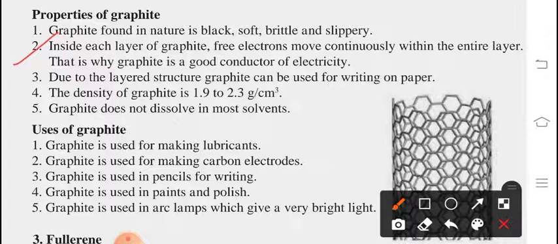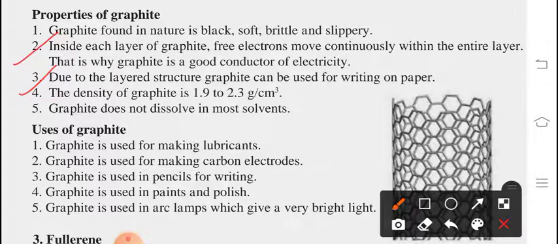Why is it a good conductor of electricity? Because inside each layer, electrons move continuously, and whenever there is a movement of electrons, that means electricity passes very nicely. So that's why graphite is a good conductor of electricity. Next, due to the layered structure, graphite can be used for writing on paper. Because of the layered structure of graphite, we can use it to write on paper.